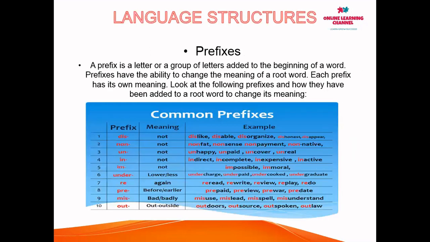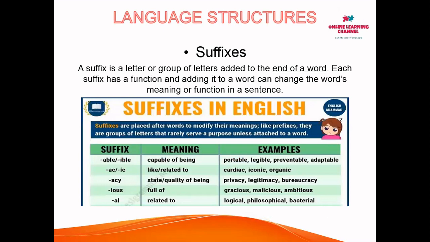What is a prefix? Before I read that, a prefix, how you would remember it, guys: pre is before something can happen. So a prefix is attached to a base word or a root word, attached in front of the base word or root word, right? Let's go on. A prefix is a letter or a group of letters added to the beginning of a word.